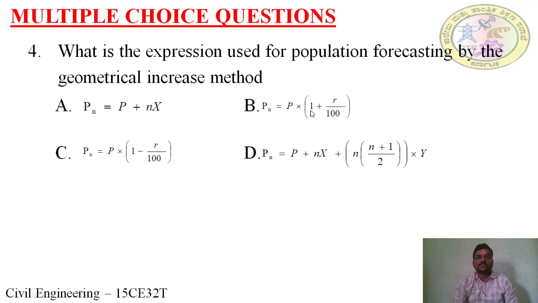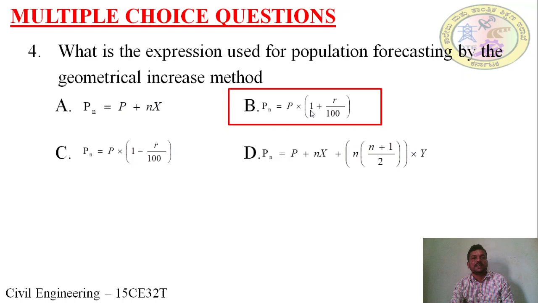What is the expression used for population forecasting by the geometrical increase method? Option A, option B, option C and option D. So the answer is B. The expression used for population forecasting by the geometrical increase method is Pn is equal to P into 1 plus R divided by 100.